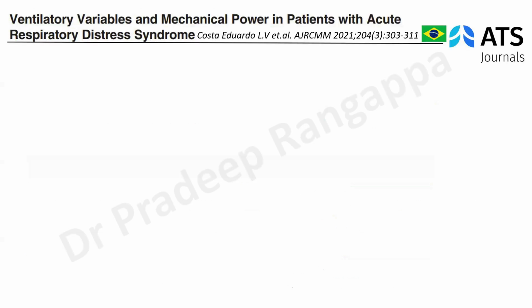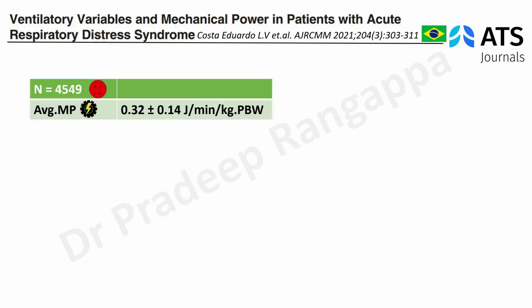So this is the most recent study. Again, it is computational modeling they did on a large database. This came in 2021. This is the latest study, which came from the Brazilian group. As you see the title, ventilatory variables and mechanical power in patients with ARDS. Here they took 4,549 patients, again from the database. Here the average mechanical power per kg.